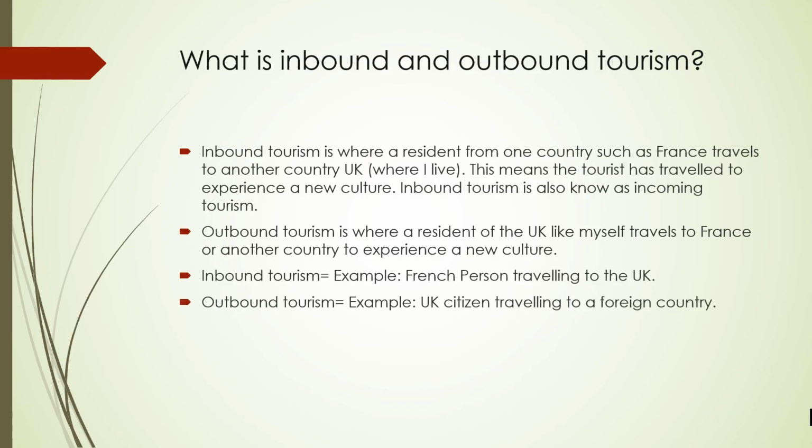Okay, so we're nearly there. What is inbound and outbound tourism? Okay, so inbound tourism is where a resident from one country, such as France, travels to another country, the UK. This means the tourist has travelled to experience either a new culture, or for leisure purposes, or for business purposes, or visiting friends or family. It's any of those, and it's basically just a tourist from a different country coming to visit your own country.